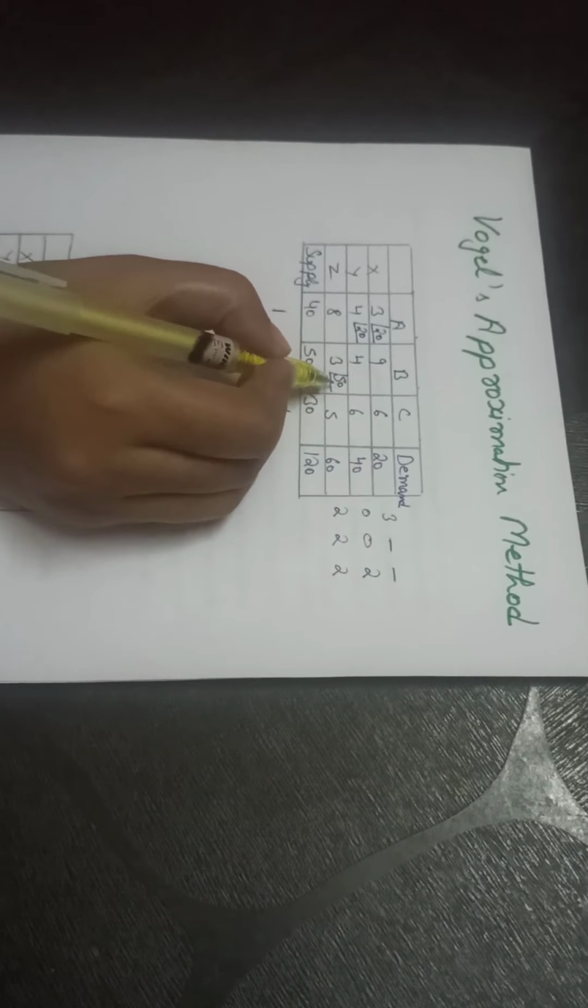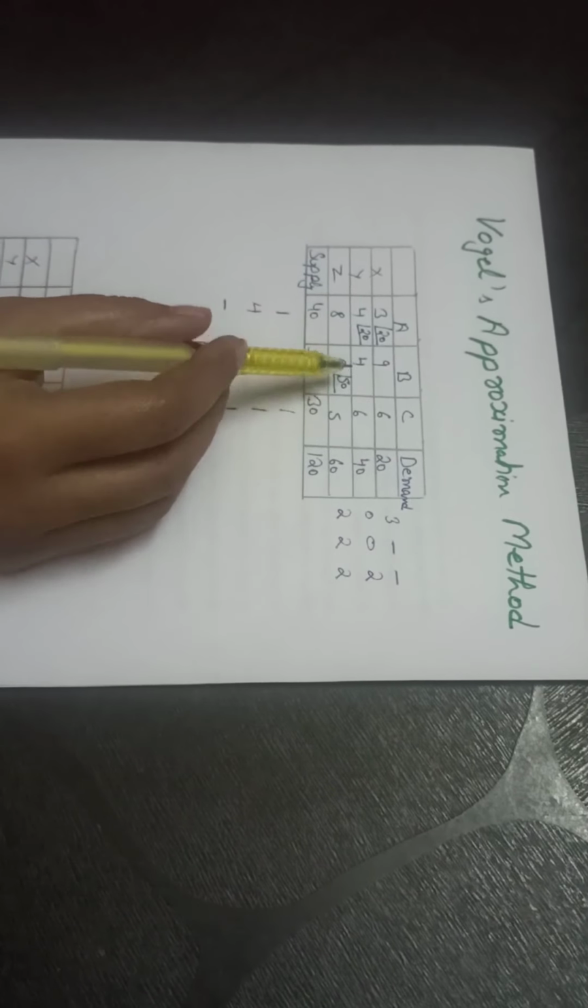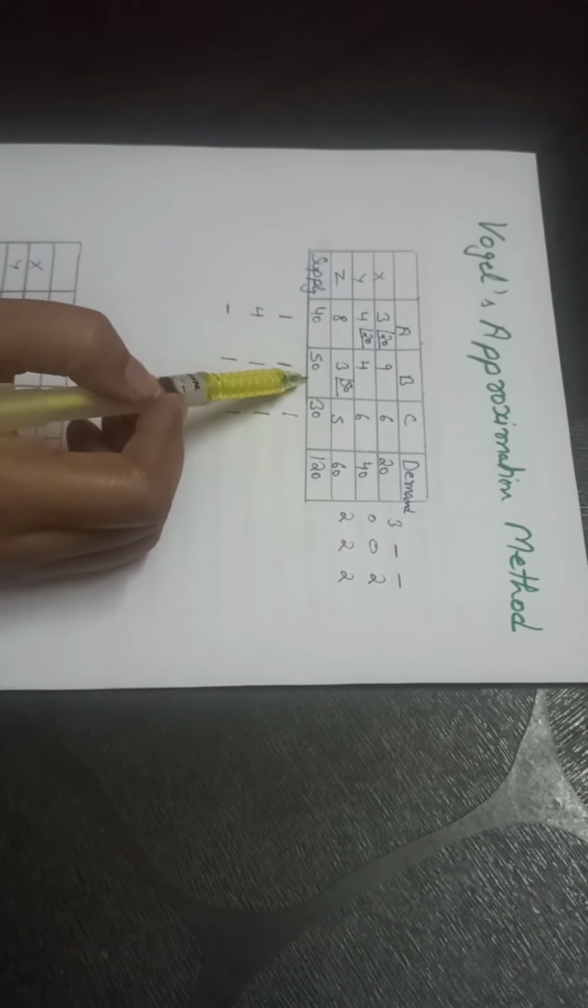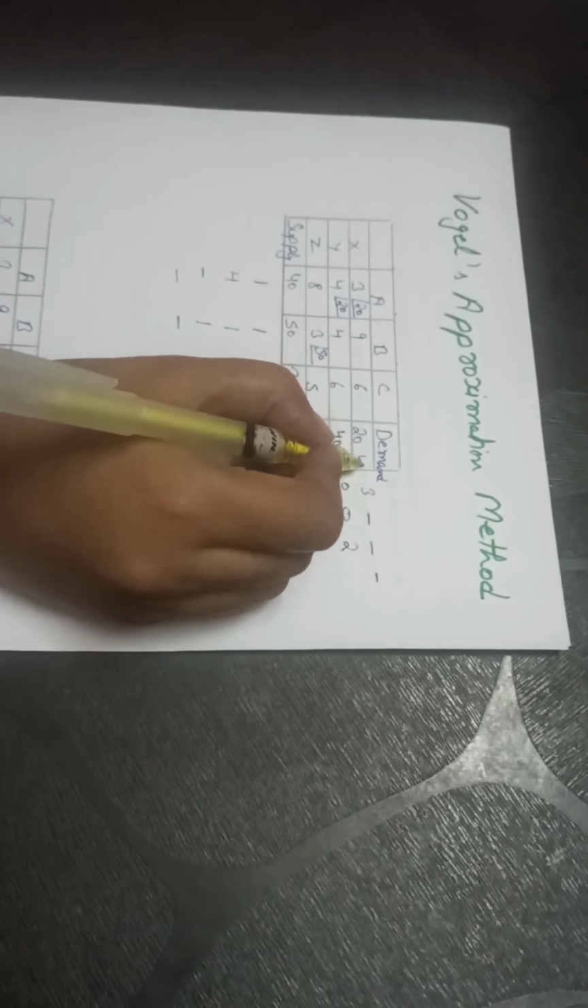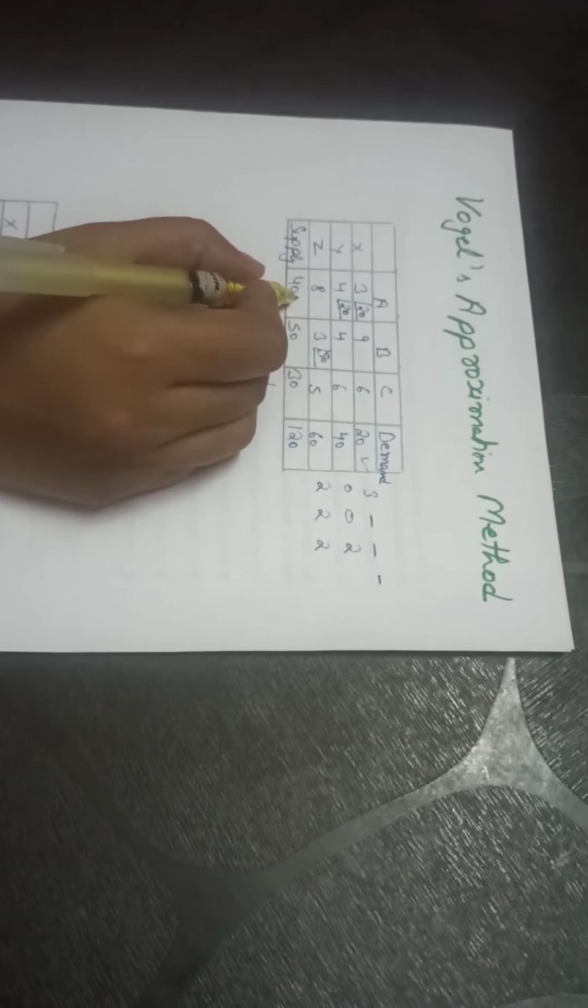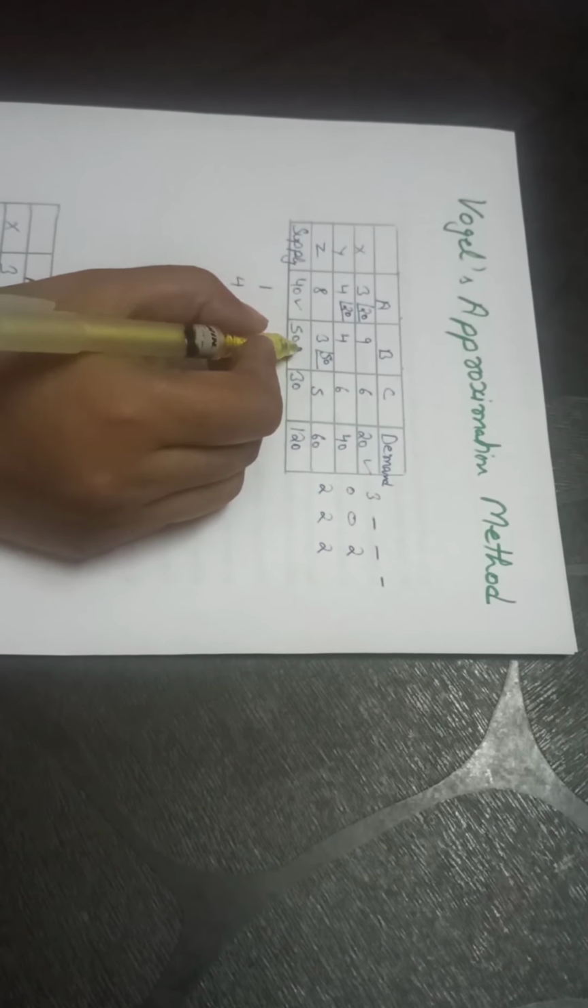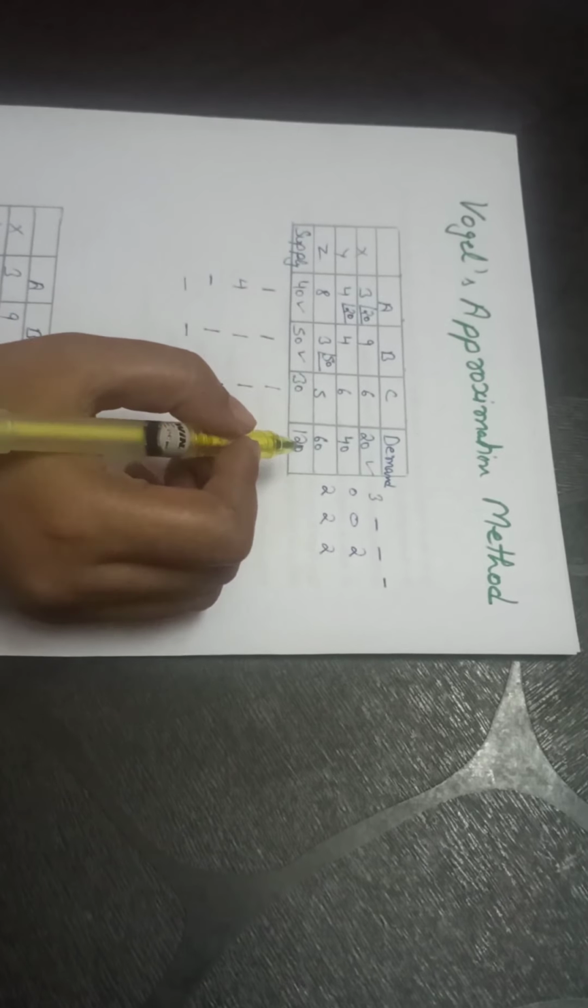We can give 50 to this cell. We can see that this column has been fully satisfied. This row has been fully satisfied. This column has been fully satisfied. This column also has been fully satisfied.